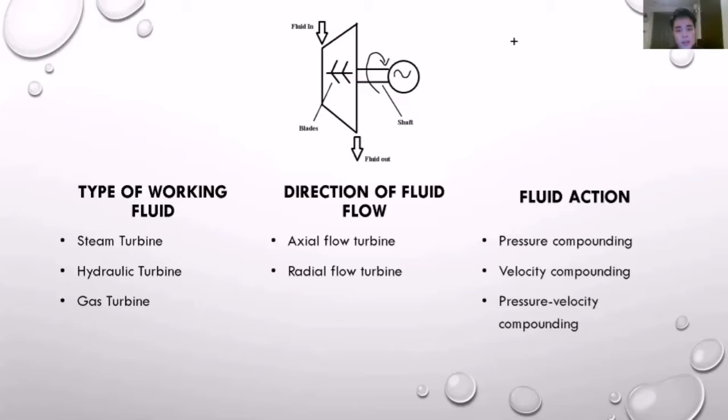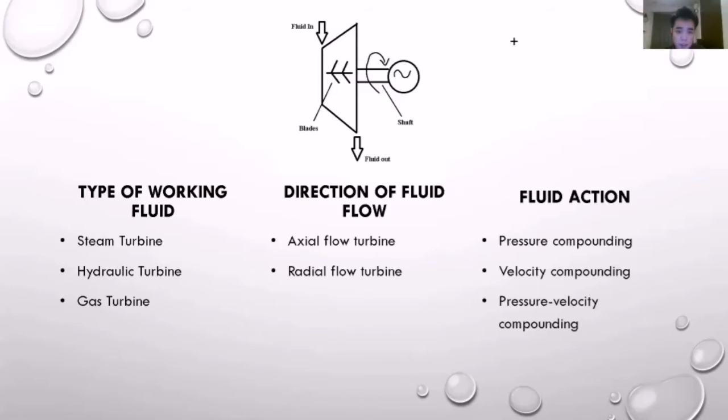Turbines are classified into three types, which are type of working fluid, direction of fluid flow, and fluid action. If you have steam coming in and going out, then that kind of turbine is a steam turbine. Let's say water comes in and goes out, which is a hydraulic turbine. You can also have certain gases which come in and go out, which is a gas turbine.